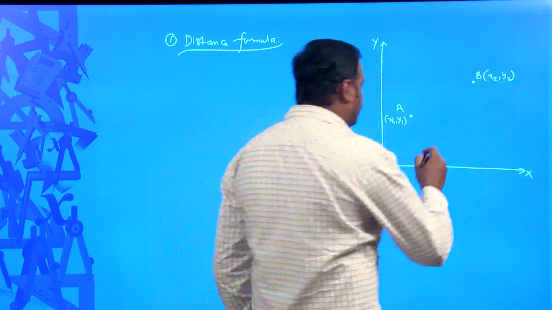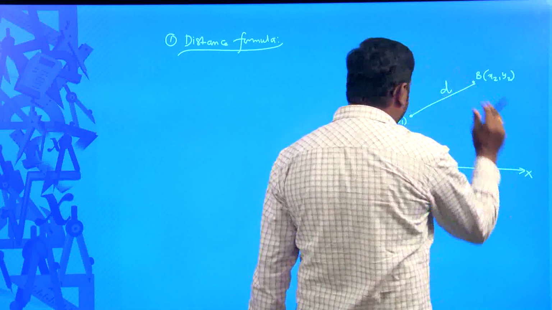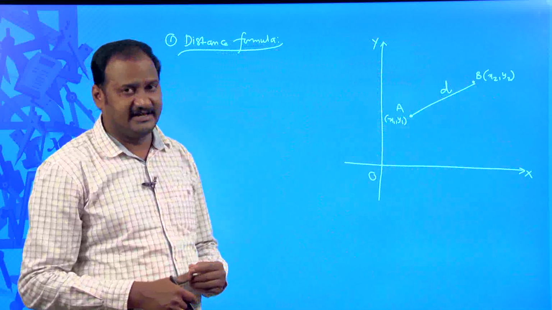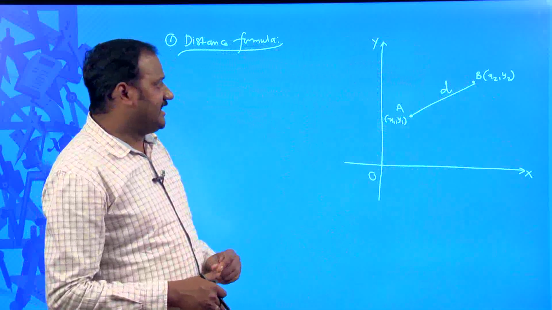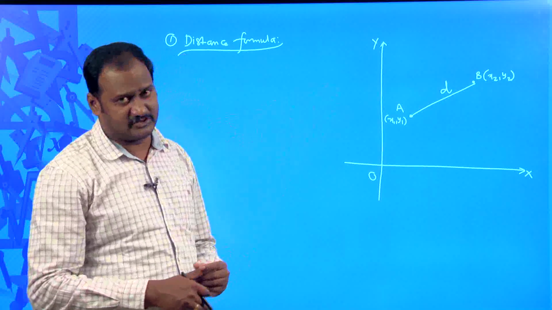Now I am going to find the distance between these 2 points. This is my primary task. What is the value of D, meaning the distance between 2 points A and B? For that, I will try to understand what we mean by that point A (x1, y1) and B (x2, y2).